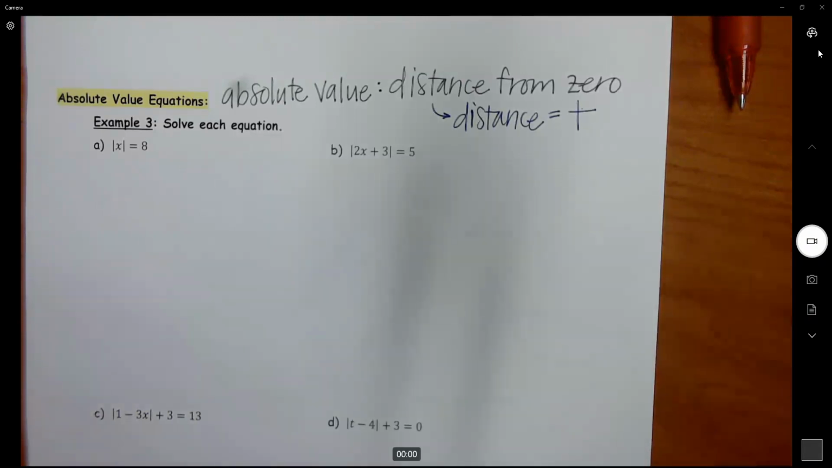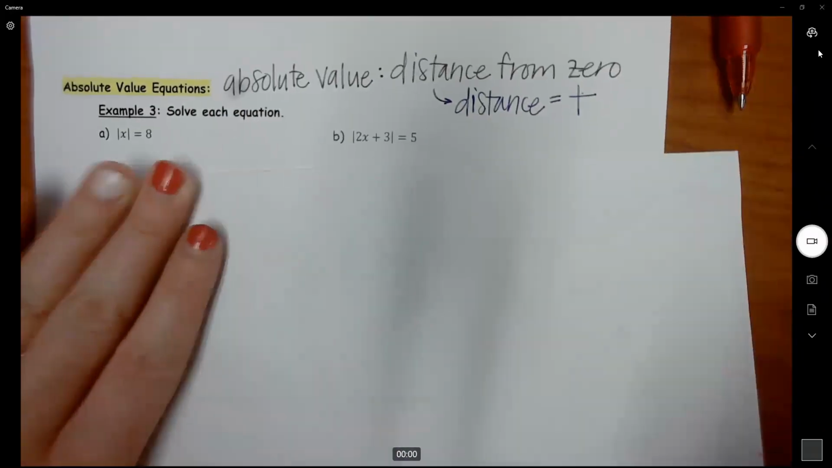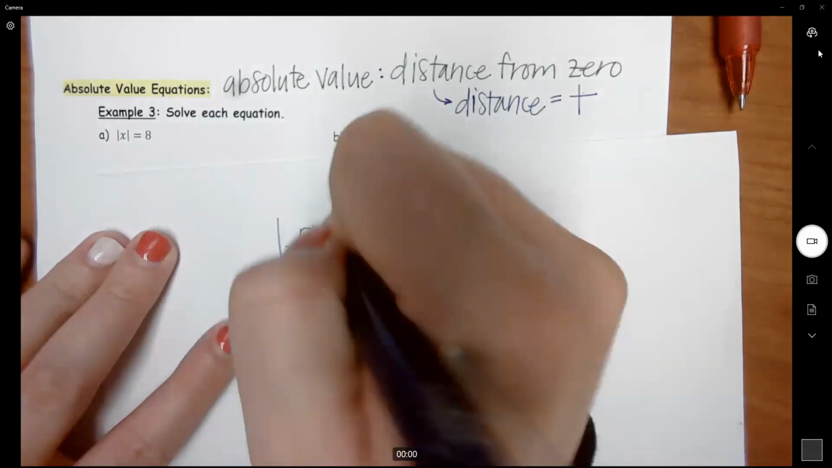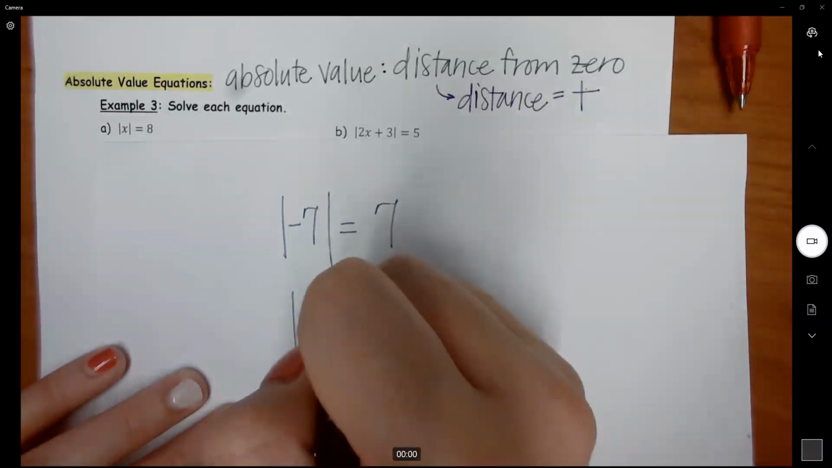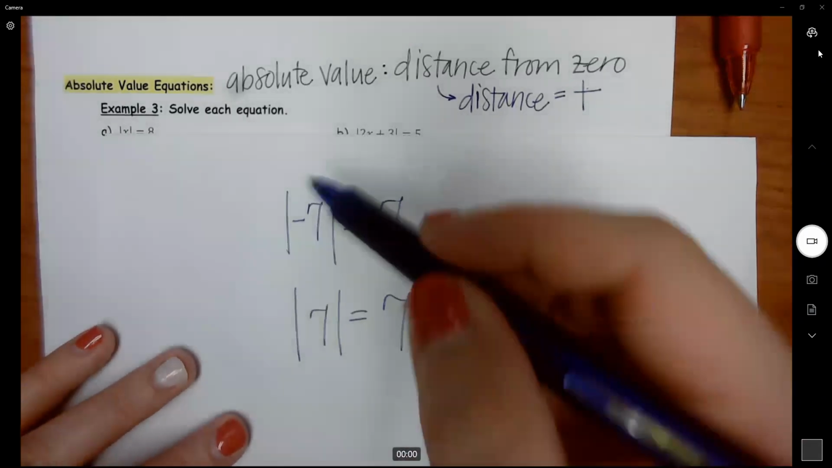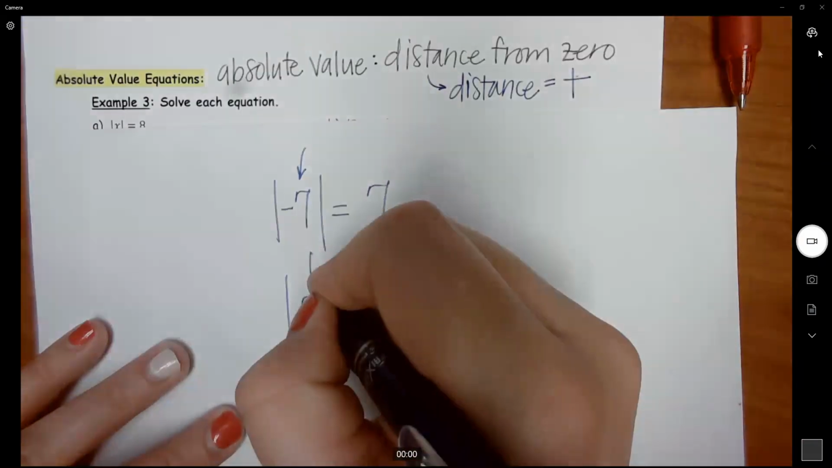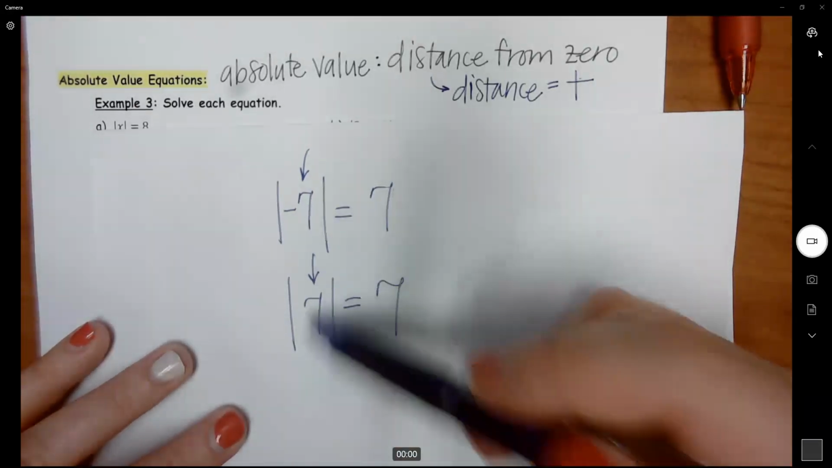Let me get a scratch piece of paper out real quick. When you have absolute value, the absolute value of -7 is 7. The absolute value of +7 is still 7. We're not changing the sign. Whatever is in these bars for absolute value comes out positive, whether it started negative or positive.